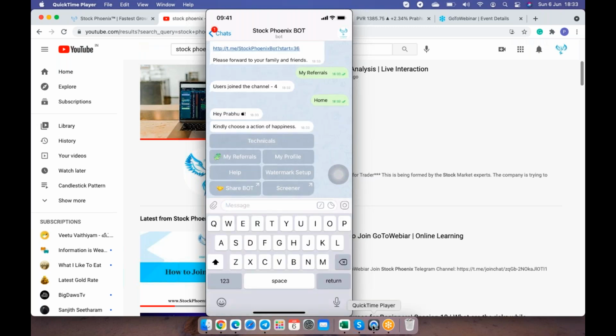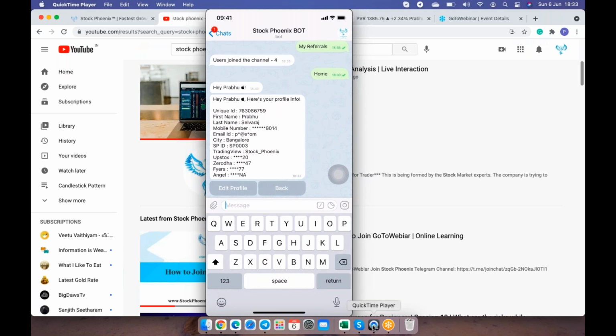Now click on my profile. Before accessing this bot, you have to complete your profile. You have to update your unique ID, which is the ID the bot will automatically allot to you. No need to worry about it. You can update your first name, last name, mobile number, email ID, city, and Stock Phoenix ID. If you log into the Stock Phoenix website, it will give you a unique registration number. That number has to be included over here. You can also put your Telegram view of your Zerodha, Fyers, or Angel Broking accounts over here. You can edit the profile and do the modification later also.